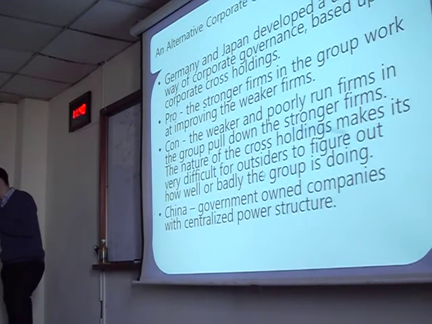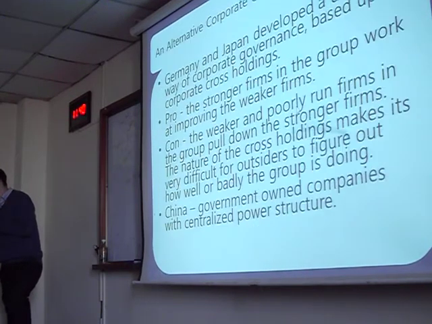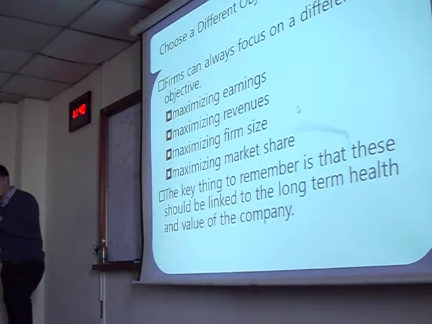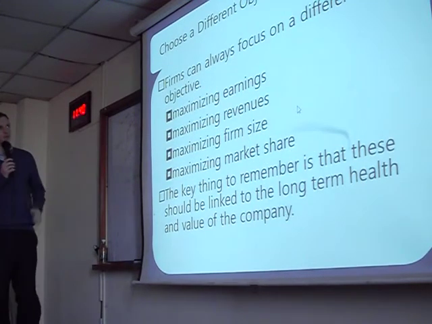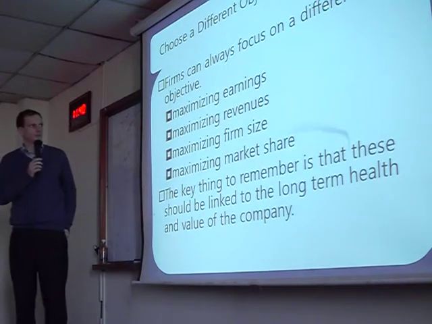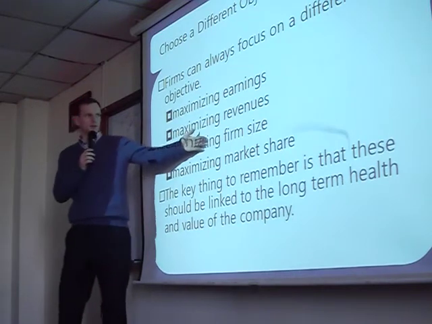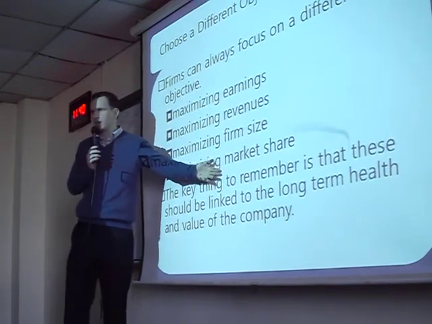So we could change to the Japanese or German governance system. That's one option of solving this problem, right? The next option is choosing a different objective function. So firms can try to look at a different objective. Instead of maximizing the stock price, we could say, let's maximize the size of the firm or maximize the market share.